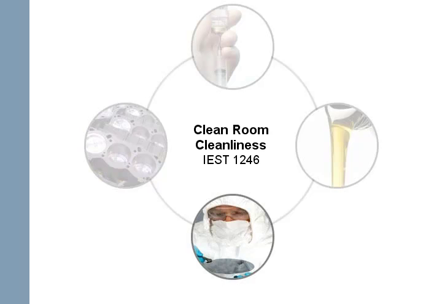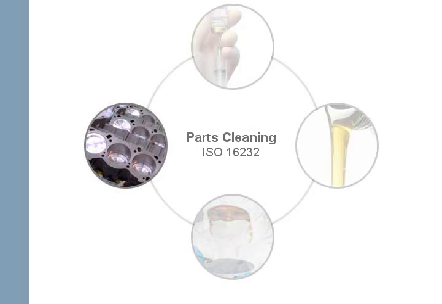IEST 1246 is a standard used to classify the air cleanliness of clean rooms and other controlled environments by looking at witness plates left out in various locations. ISO 16232 relates the cleanliness of components found in road vehicle fluid circuits.